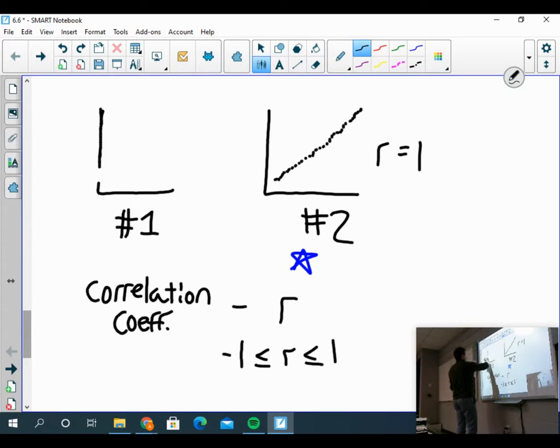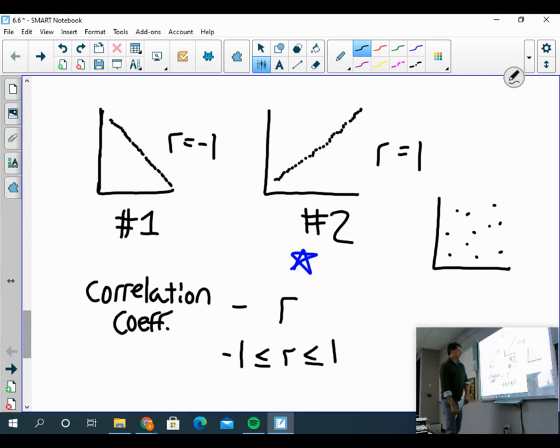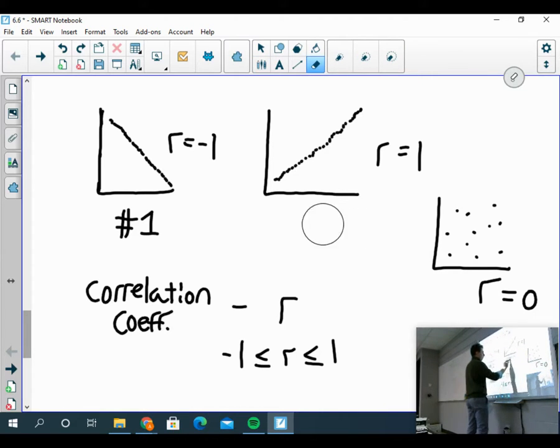What would it look like if it was negative 1? Well, this is what it looks like when R equals negative 1, almost a straight negative line. What's it look like when R equals 0? Probably kind of like that. There's no real rhyme or reason to the data, okay?